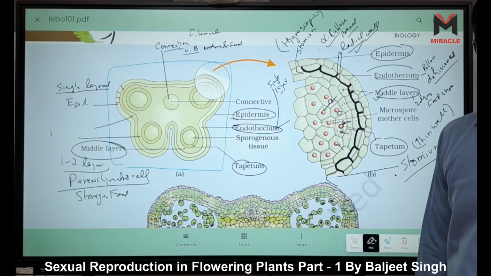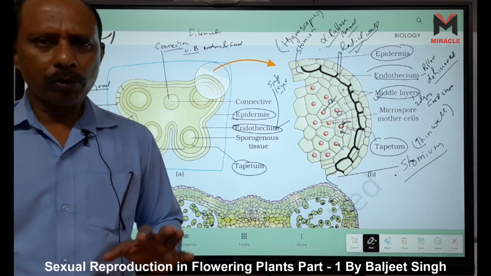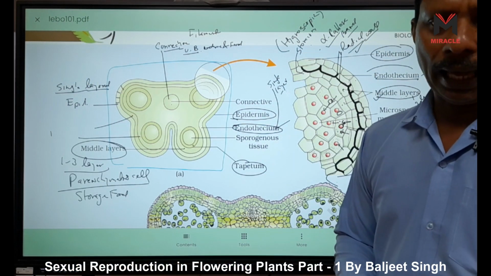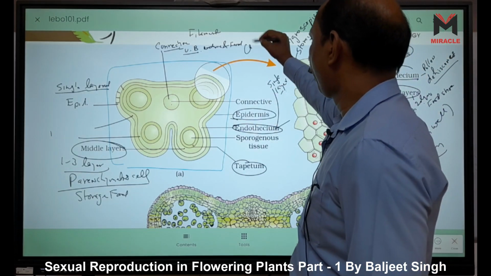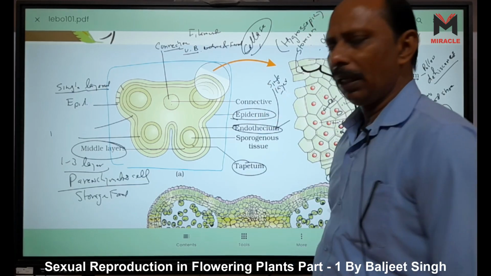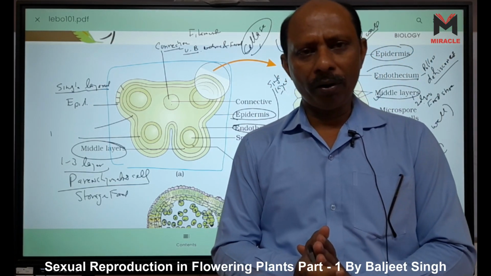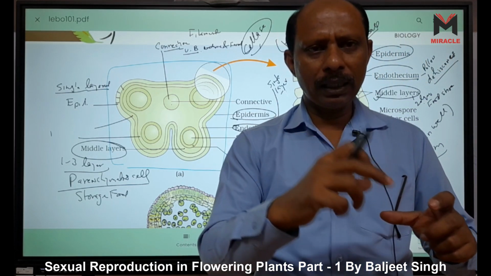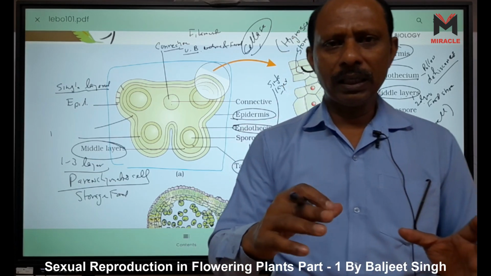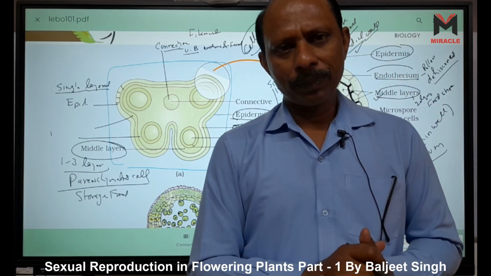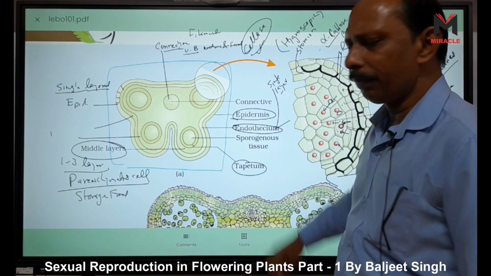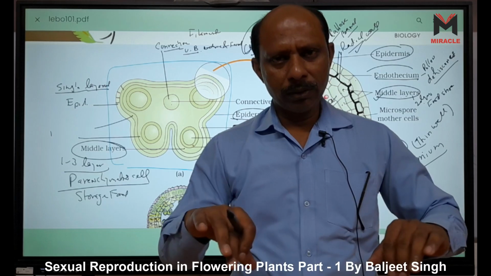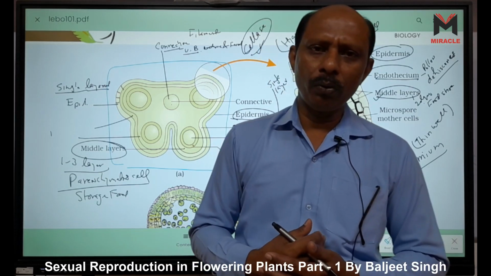Tapetum is very important because it is not only responsible for nourishment of pollen grains, but it also secretes some enzymes, like the callase enzyme. We know the callase enzyme because when a pollen tetrad is formed, all 4 cells are attached through callose bands. So the tapetum secretes callase enzyme, and this callase enzyme dissolves the callose, and then the 4 daughter cells get separated and develop into pollen grains.